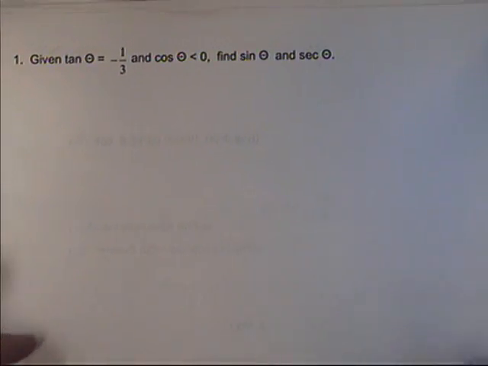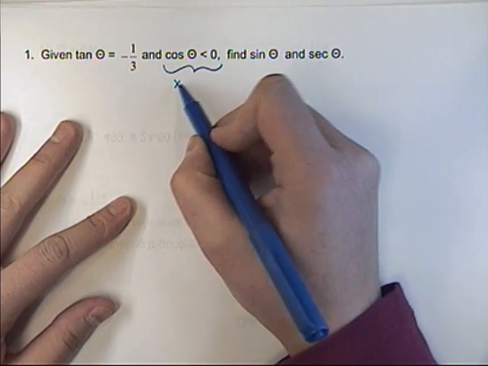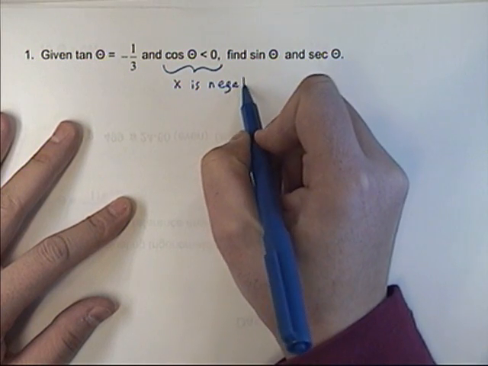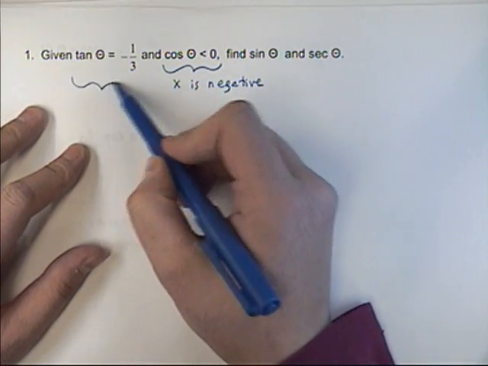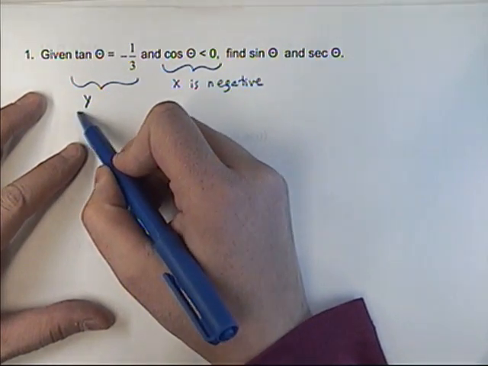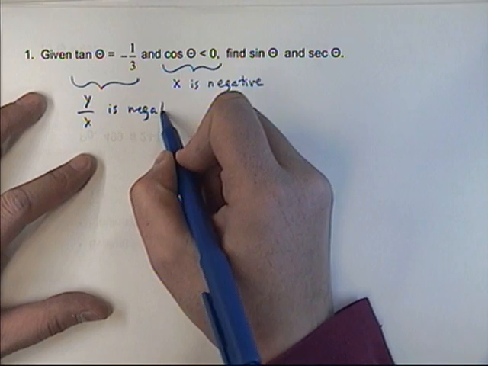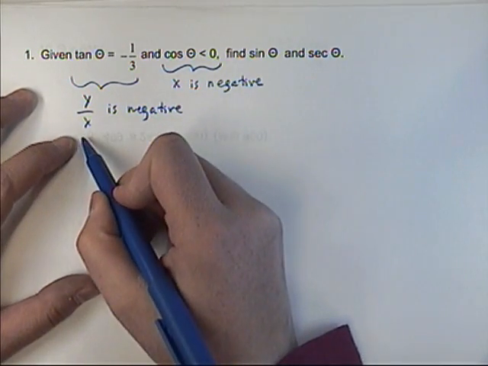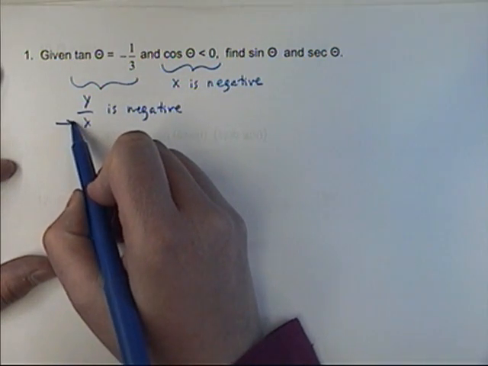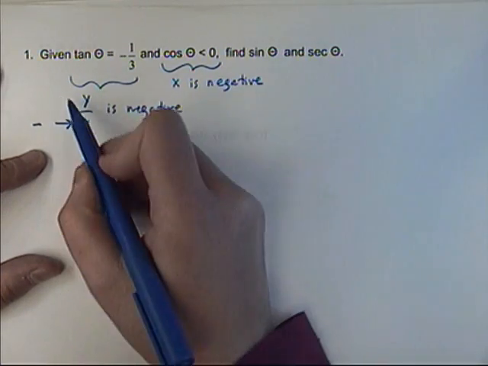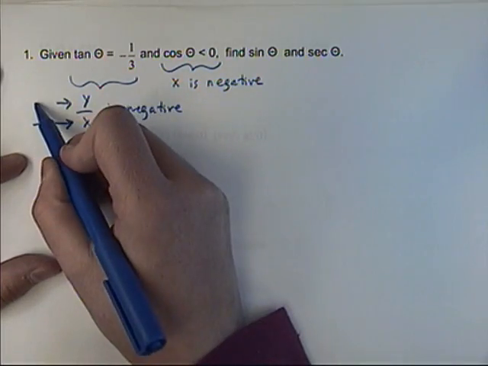Okay, example number 1. Basically, this right here, cosine is less than 0, is telling you that x is negative. Now, what is this telling you? Well, first of all, it's telling you that y over x is a negative number, because clearly it says equals negative 1/3. So if x is negative, that means the bottom part of this fraction is negative. So that means y over x, if the whole thing is negative, that must mean the top part has to be positive, because a positive divided by a negative would give you a negative fraction.